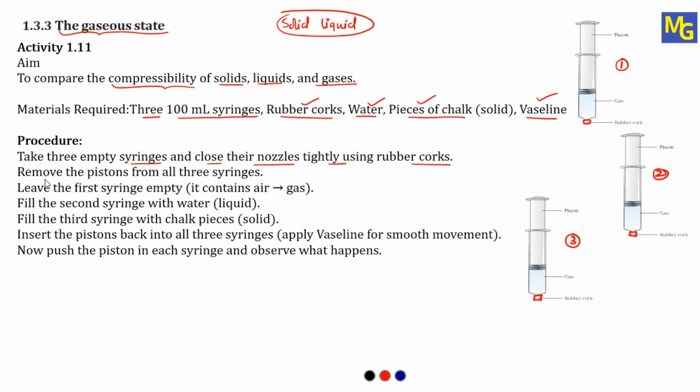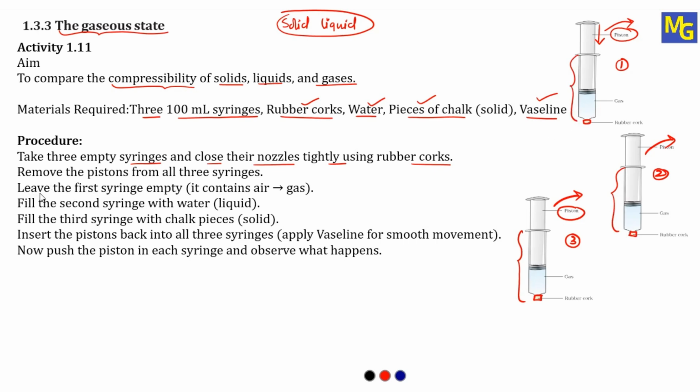Now the next step: remove the piston from all 3 syringes. So where is the piston? You can see here, this is called the piston, which we press and which goes inside the syringe. So we are going to remove this piston. Remove the piston from the first syringe, from the second syringe and from the third syringe. Then what will remain? Only this much of the part of every syringe will remain.